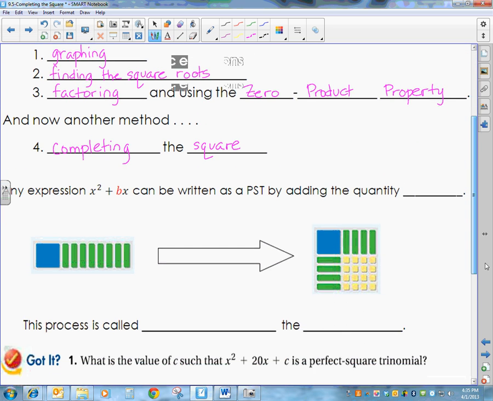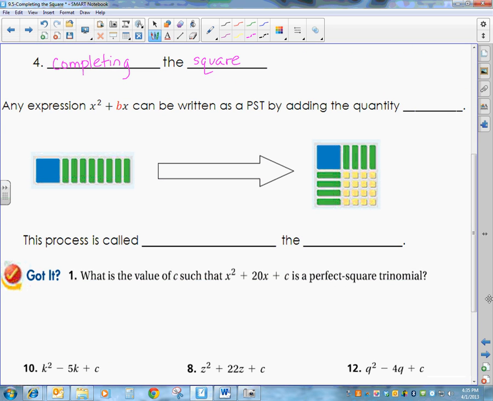So here's a visual of what we're trying to do. We have an expression, any expression, x squared plus bx, and that looks like this. This is my x squared, because that's kind of like x by x, but that represents x squared, and each of these represents x. So this arrangement of tiles can be thought of as x squared plus 8x. Surely you can see by looking at that arrangement that it does not make a square.